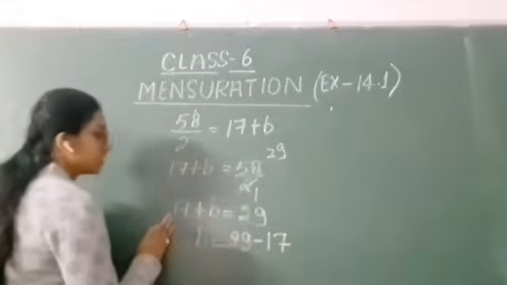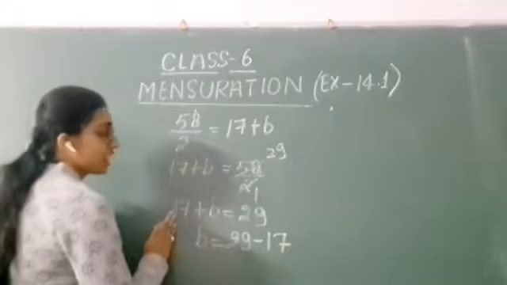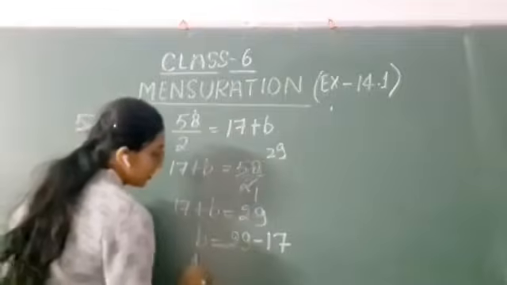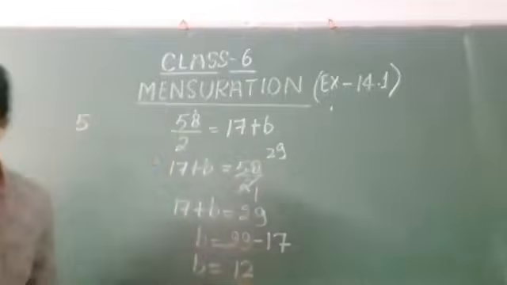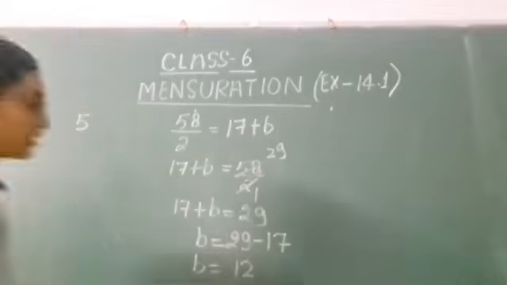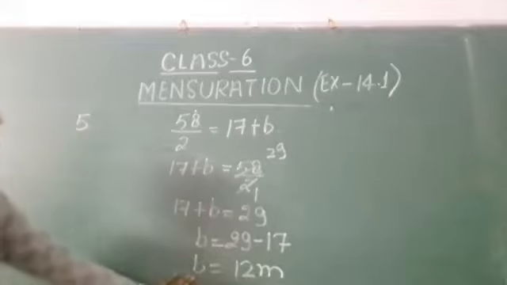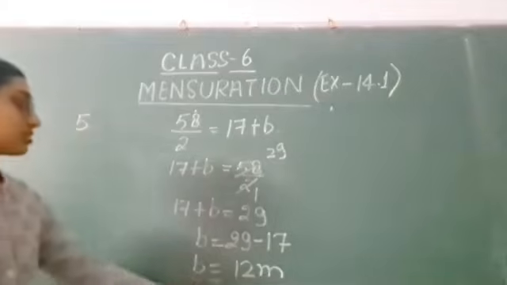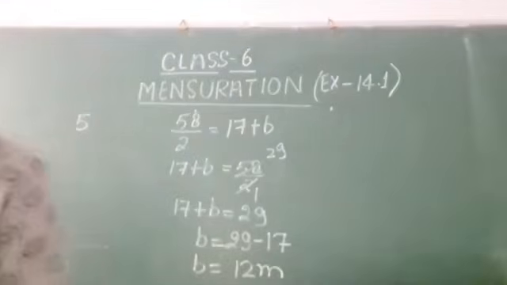It is already given in the positive one, so after interchanging the position, the sign will be changed. So b is equal to 12 meter. Meter is given in the question? Yeah, meter is given. So the unit will be meter. And breadth, we get the value of breadth is equal to 12 meter.